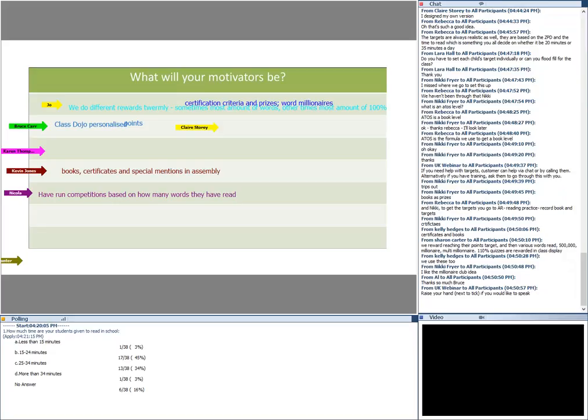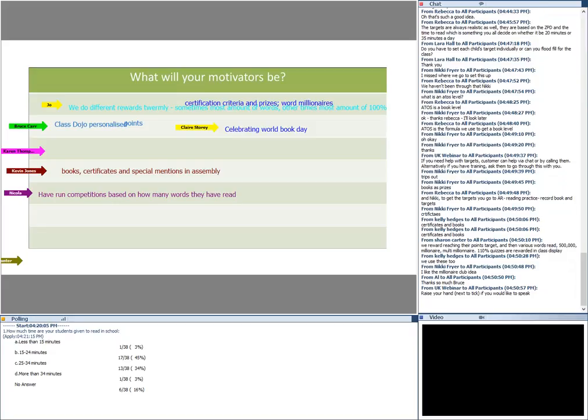Or as Jo says, they vary it, so they do different ones based on word count, 100%. And you might give out special books, or as Kevin said, special mentions in assembly, or I can't remember who it was who mentioned it, mentions on Twitter. Kids absolutely love that, or I imagine the parents like their child being mentioned as well.